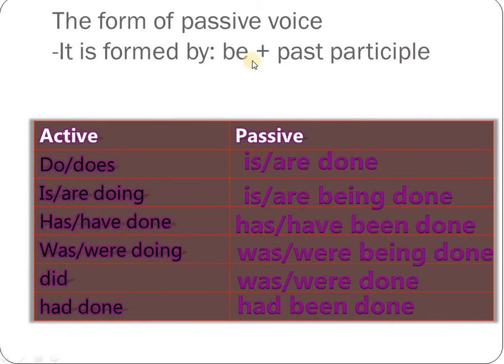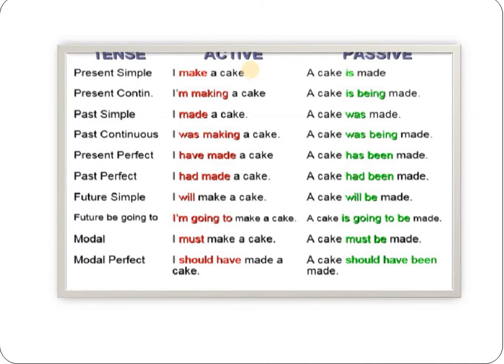As you can see, we are adding be plus past participle for the passive voice. The past participle, as I already told you, is the third form of the verb. Here I would like you to stop the video and go through all the sentences very thoroughly, very carefully, paying attention to how the active sentences are converted into the passive so that you will be able to attempt the exercises which are at the end of this lecture.